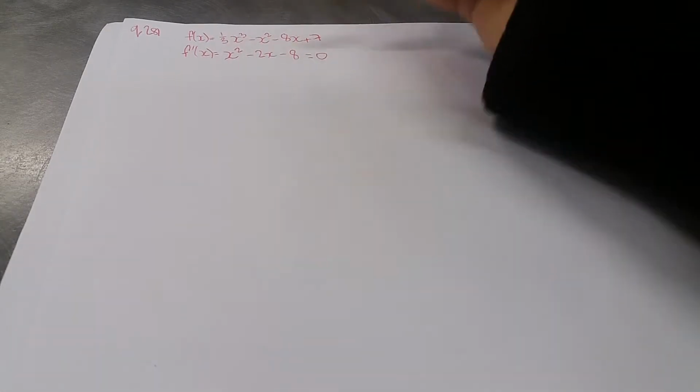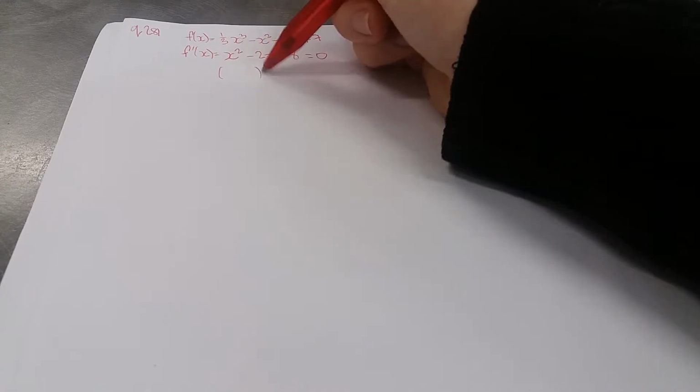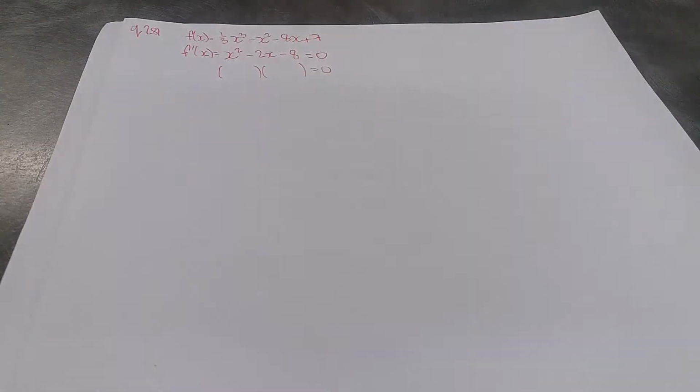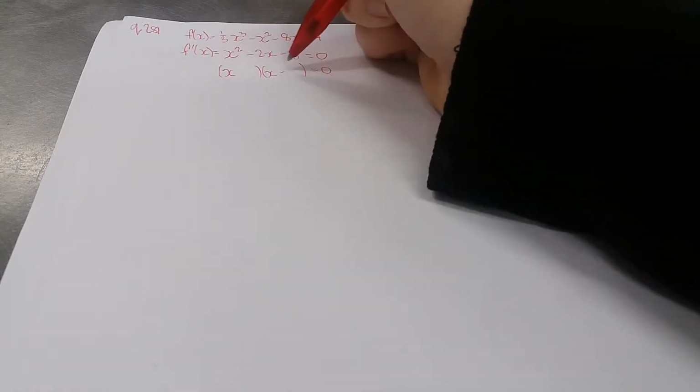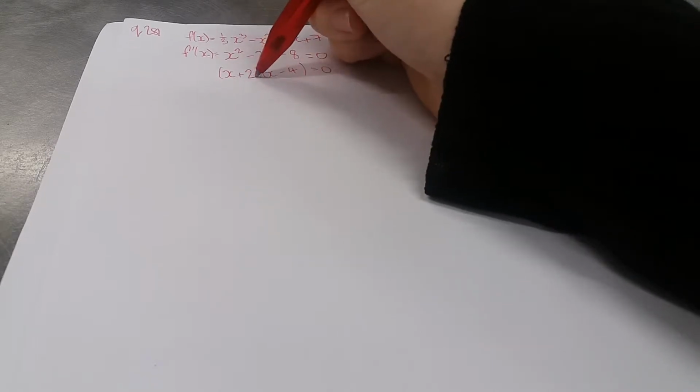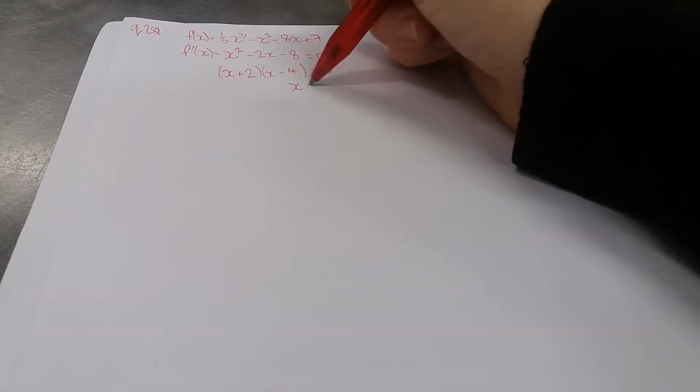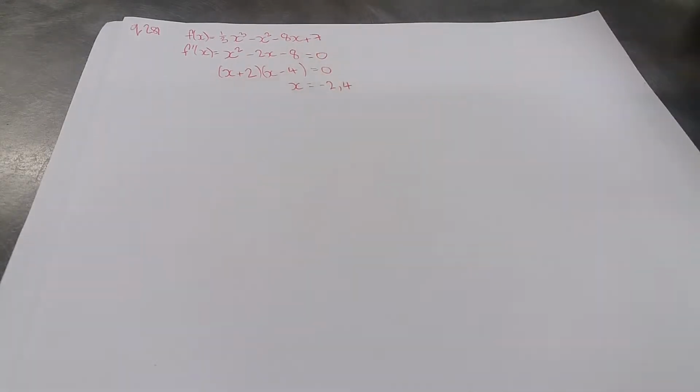Okay, so the stationary points are when the function's not changing, which means the gradient is 0. So we have to make this equal to 0, and then we factorize it, and you can do this either by hand or by using the graphics calculator. If we're doing it by hand, we're looking at this function here. So we've got a negative 8 here, so that means we're going to end up with negative 4 and positive 2. So x equals negative 2 or 4.